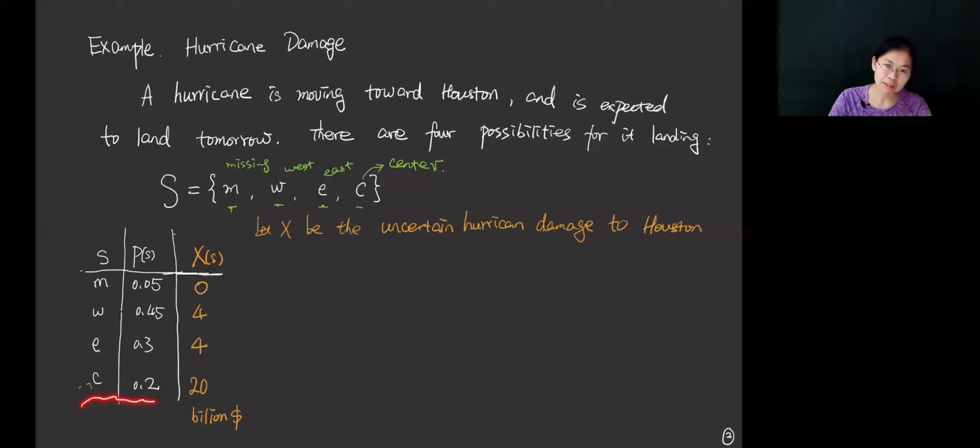Using the probability model for the state of the world, we can figure out the probability of X equal to each of these values. What is the probability that there is no damage? Probability X equals 0. X equals 0 corresponds to one state, one outcome, that's M. So that equals the probability of the event that equals M. And this is 0.05.